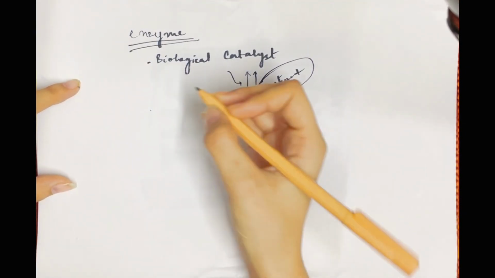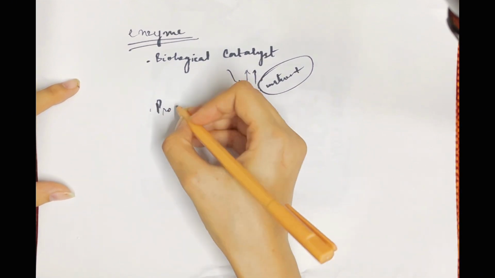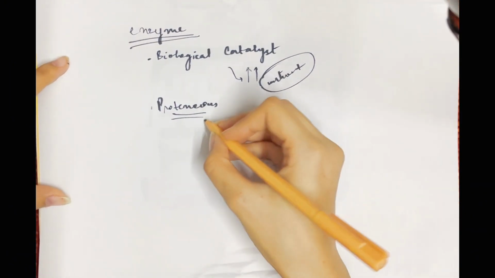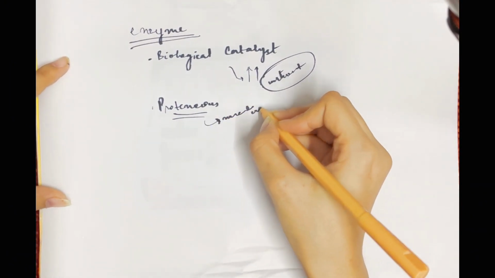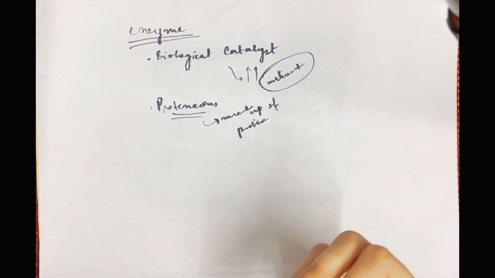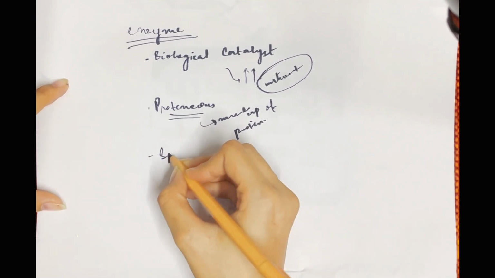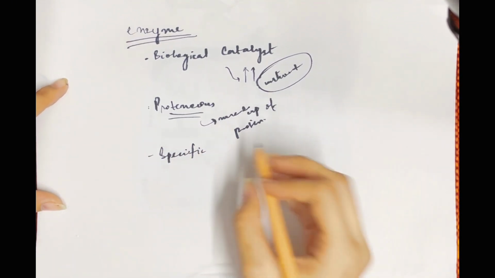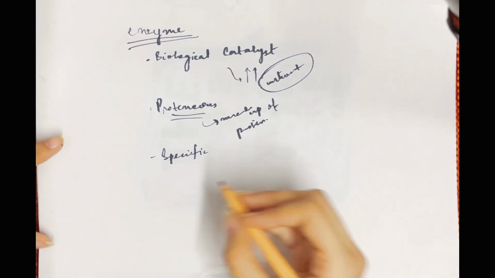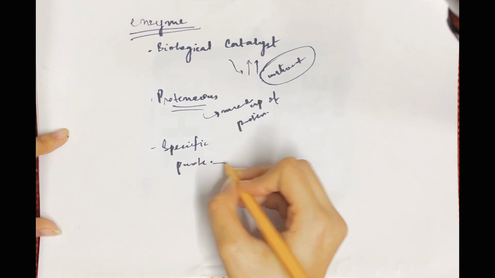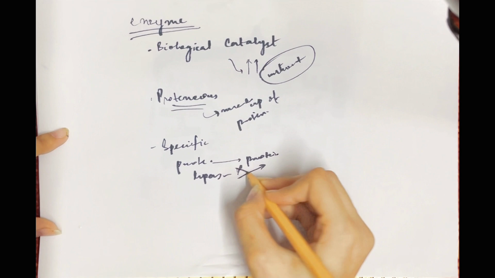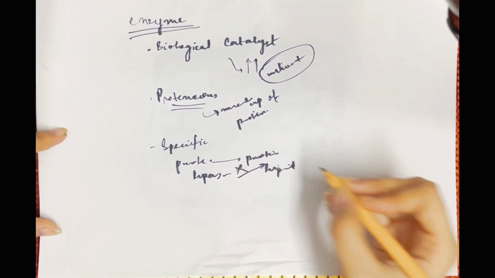The next point that we need to remember is that they are proteinous in nature. We have often heard that enzymes are proteinous in nature. What is meant by proteinous is that they are made up of protein. The third thing that we need to remember is that enzymes are very specific. When it comes to a substrate, an enzyme does not allow all substrates to be attached to it. For example, protease can act upon protein, not lipase. Similarly, lipase cannot act upon protein. It can only act upon lipid in order to form a product.